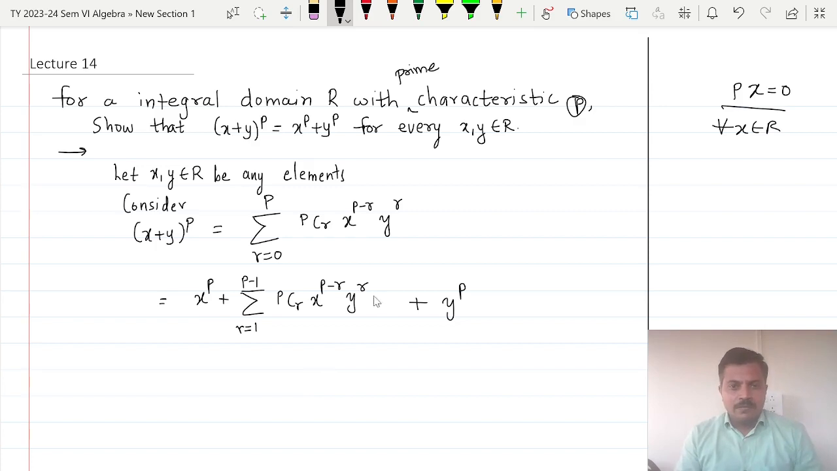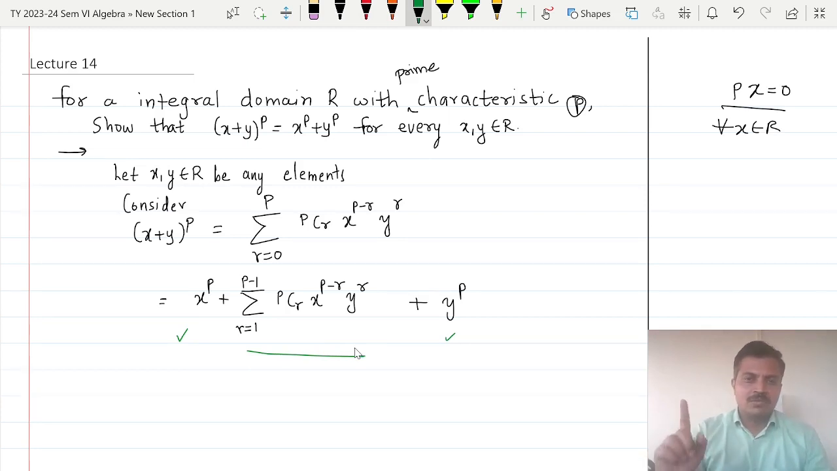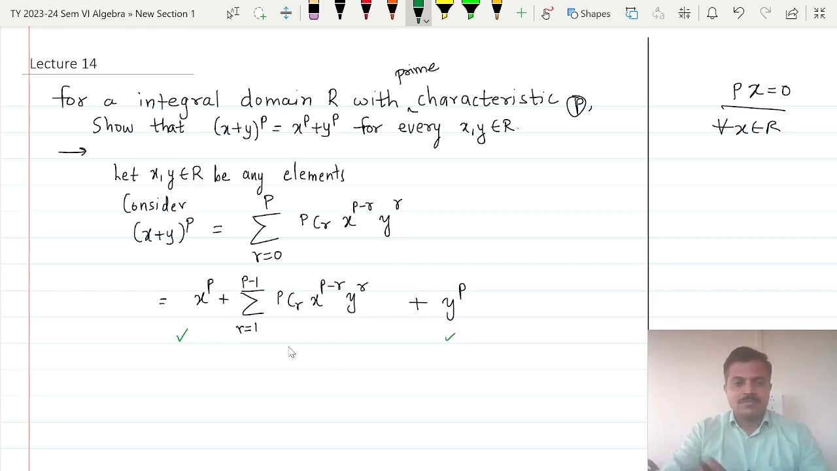Now if we are able to show that these terms are equal to 0, there are p minus 1 terms here, right, then we are through, isn't it? Because we have x^p here and y^p, so that is exactly what we want to prove. Now in order to prove this to be 0, naturally we have to make use of two facts. The first one is the characteristic of the ring is p and p is a prime number. So let us try to elaborate it.